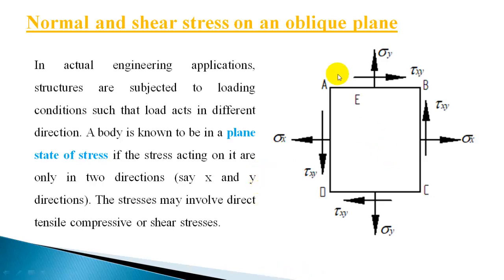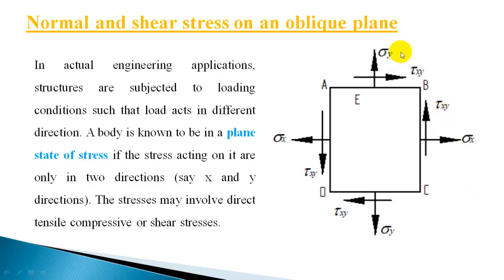Now let us consider a small element taken from the body which is subjected to loading in x and y direction. So ABCD is the element which is subjected to forces in x direction and y direction. So stress is acting in x direction, stress is acting in y direction. Both I have shown as tensile, it may be compressive or tensile. And shear stress is also shown, the shear stress is shown as tau xy.